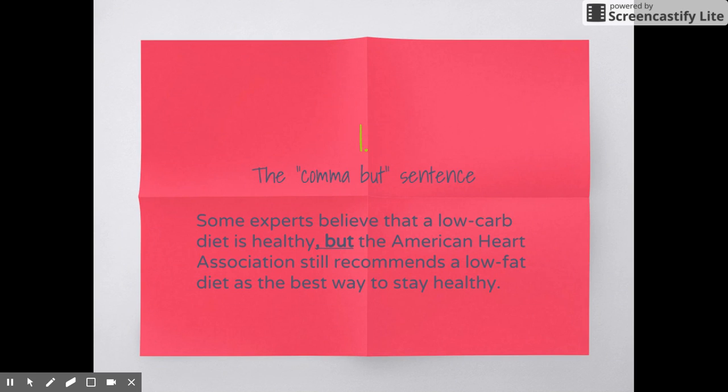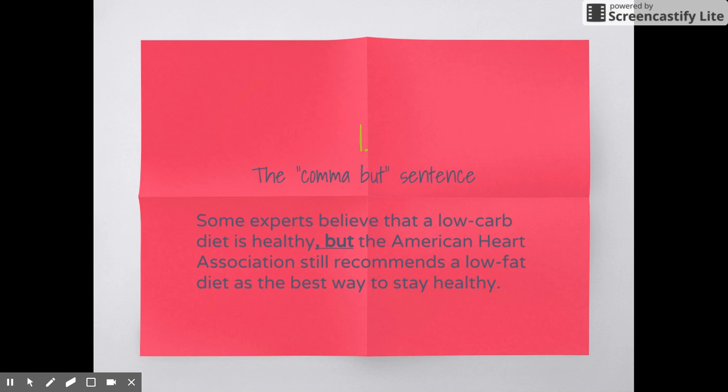One way to do this is the comma but sentence. With the comma but sentence, you mention an opposing view and then after a comma and a but, refute it. Here's an example. Some experts believe that a low-carb diet is healthy, but the American Heart Association still recommends a low-fat diet as the best way to stay healthy.